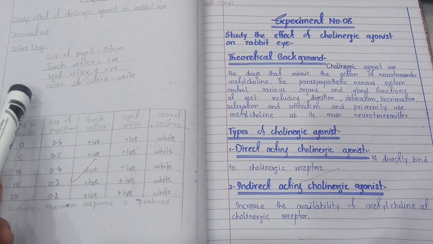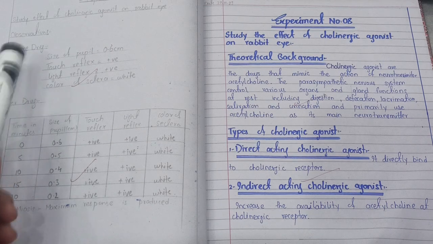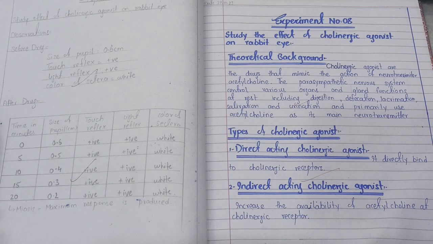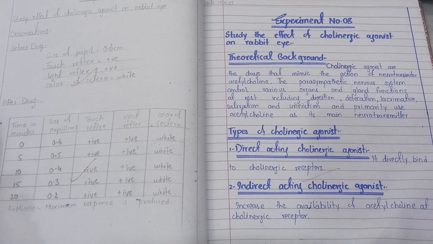And you also have to check the color of the sclera before the application of the drug. The sclera is the portion around the eye pupil. The eye pupil is black or brownish in color, and in the surrounding of it you observe a whitish area, which is also called the conjunctiva. When we check the color of the sclera in the rabbit, it appears white, then you will note it. Now you have to apply the drug, and after application of the drug, what will happen?